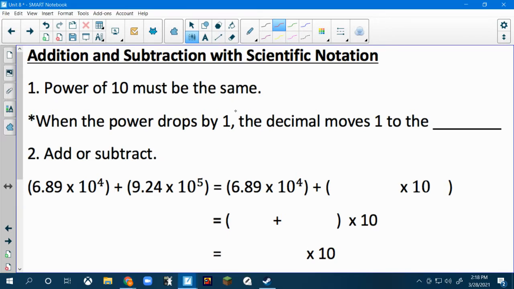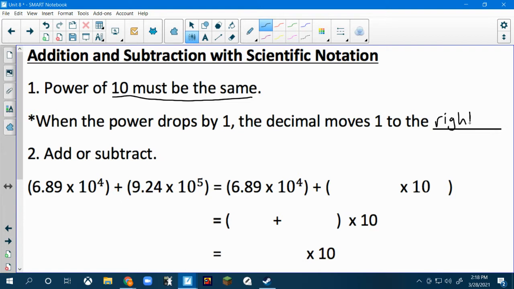Addition and subtraction with scientific notation. So first thing you need to know is that your power of 10 has to be the same. It has to be the same. So if you have something like 10 to the 4th and 10 to the 5th, you got to change it up before you can combine the two. Okay? When the power drops by 1, the decimal moves 1 to the right.